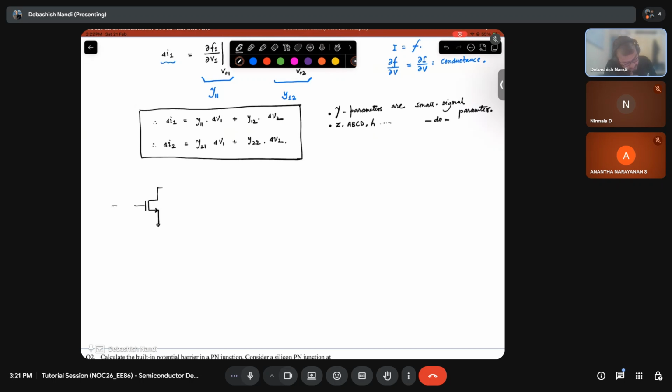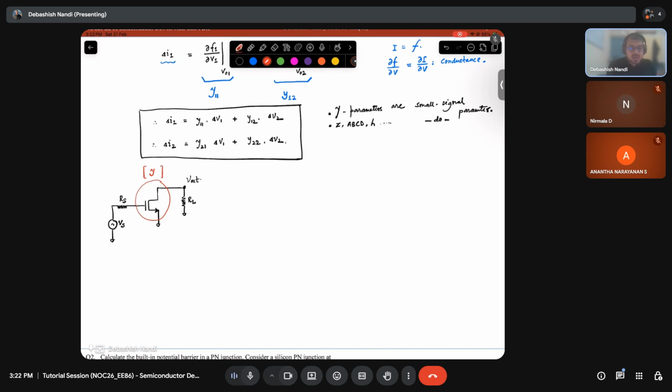Okay. So let's say this is my voltage source Vs. Let's say this is my Rs, the source resistance. This is the MOSFET and I am getting my voltage at this point. Okay. So this becomes the MOSFET which we denote with our Y parameters.